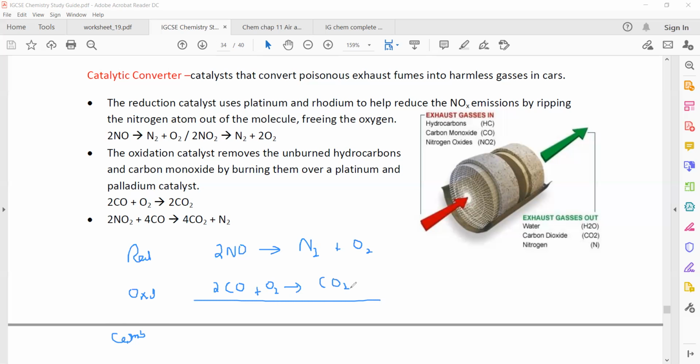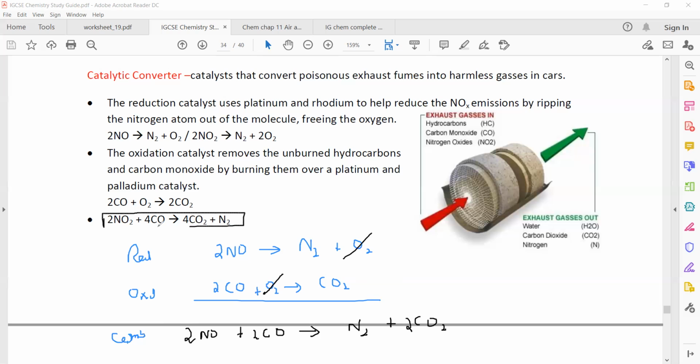But if I write a combined equation, an overall equation, what happens? I add the two equations. When I add the two equations, oxygen cancels with oxygen. So you can see 2NO plus 2CO gives N2 plus 2CO2. Then the equation must be balanced. So I put 2 so that the equation has nitrogen 2, oxygen 4, carbon 2. So the equation is balanced. This is the overall equation.